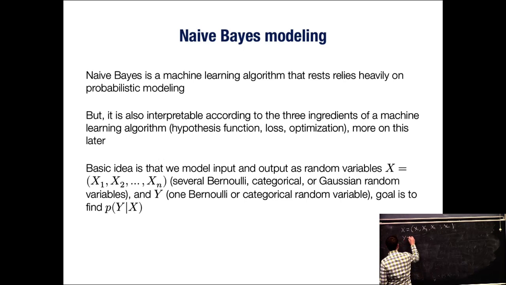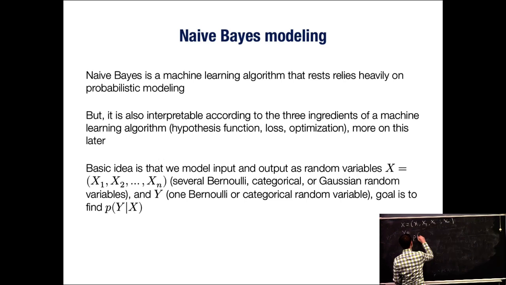Then we also have y. And y is actually just going to be either categorical or Bernoulli. We'll always assume it's either. And in fact, I think for this lecture, I assume it's always Bernoulli, even though the extension to a categorical variable is pretty straightforward. And our goal of this is that we want to find p of y given x.